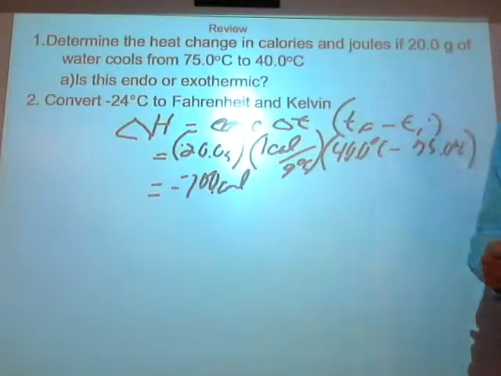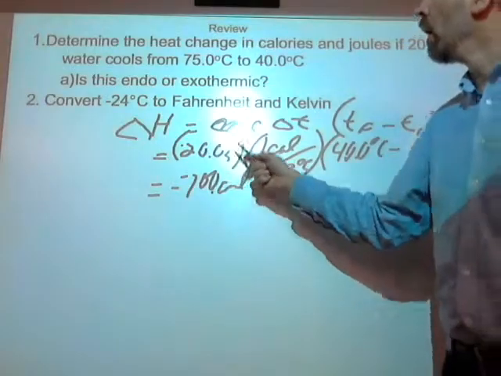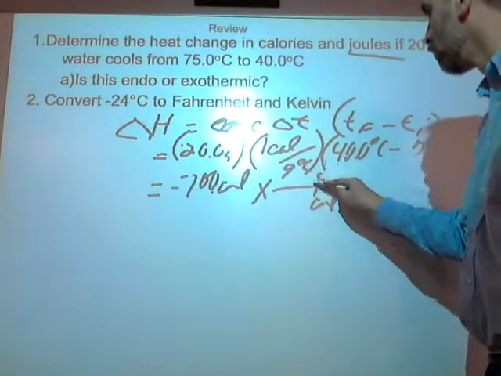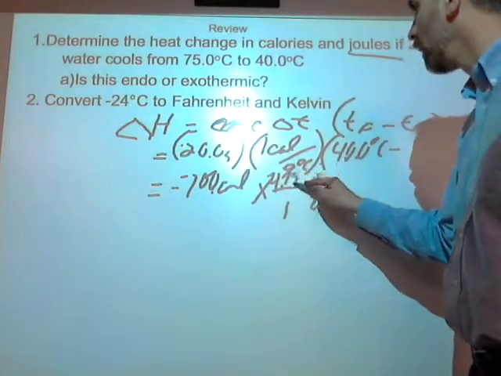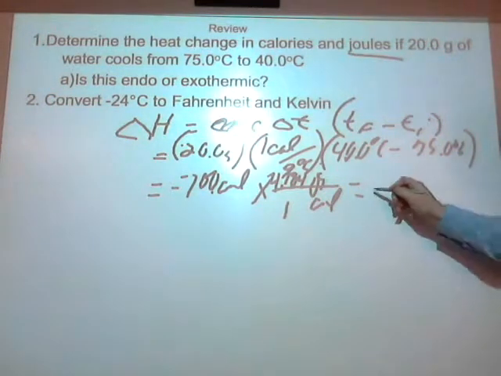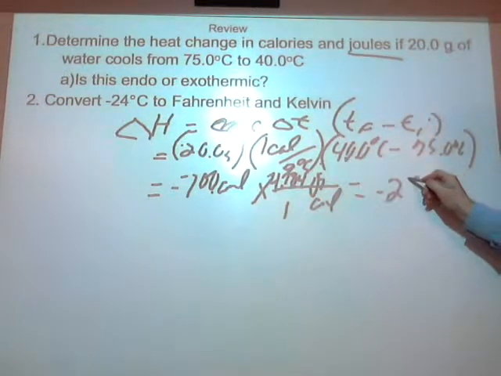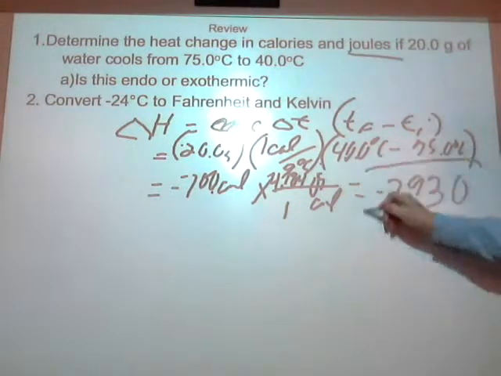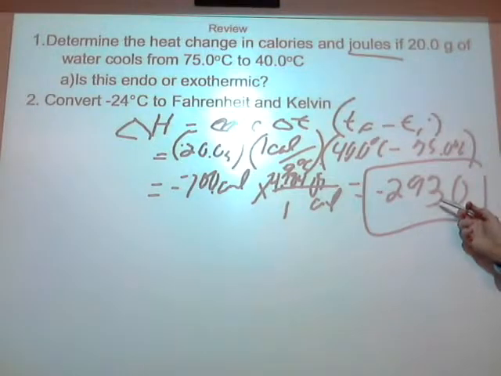Now, that's not the end. That's how many calories there are. It asks also for joules, so you'd have to do a conversion. Calories on the bottom, joules on the top. 1 calorie contains 4.184 joules. And when you do that math, what do you get? Negative 2,928. So negative 2,930 for significant figures. Again, it's 3 significant figures, okay?